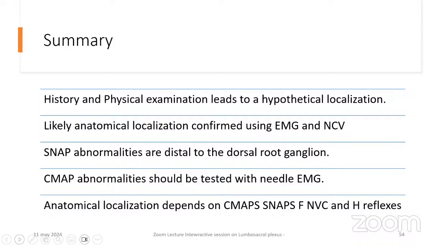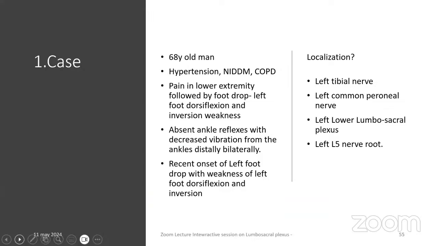Why EMG is very important is that in nerve conduction studies, we are only testing common peroneal and posterior tibial, but we are not at all testing the proximal L2, 3, 4. So EMG is very important in the lower limb. If you do only nerve conduction of posterior tibial and common peroneal or fibular nerve, that's not sufficient. The anatomical localization depends on CMAP, SNAPs, F, NCV, and H reflexes. So all these things are to be taken into consideration. So let's have this discussion on this.